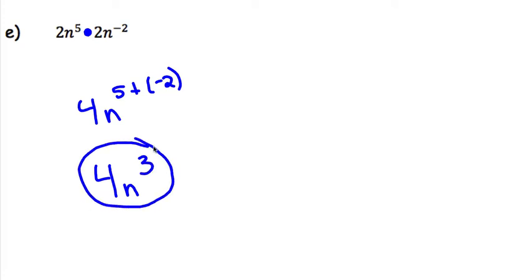Remember, this 3 does not go with the 4, it's only with the n. The only way it would be with the 4 is if we had something like this. But we don't have that, so we don't want to think that it's 4 to the third power and say that's 64. The exponent only goes with the variable or the number immediately to the left, I should say.